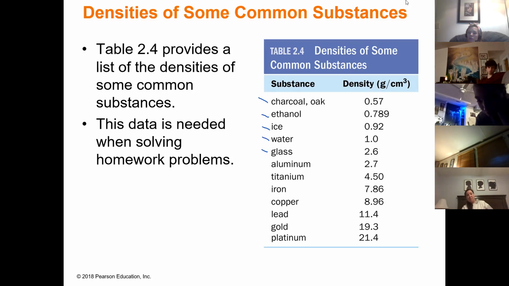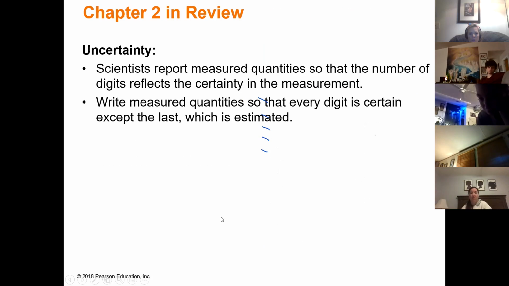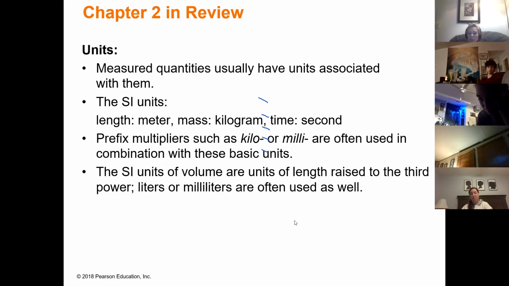Let's see, I think that is it for this chapter. Yeah, so that's the end of chapter 2. It was all that initial stuff, just talking about scientific notation, significant figures. And we went over metric units, we went over conversion factors, and we went over density plugging and chugging.